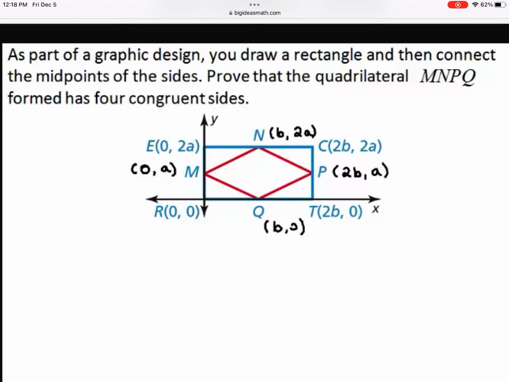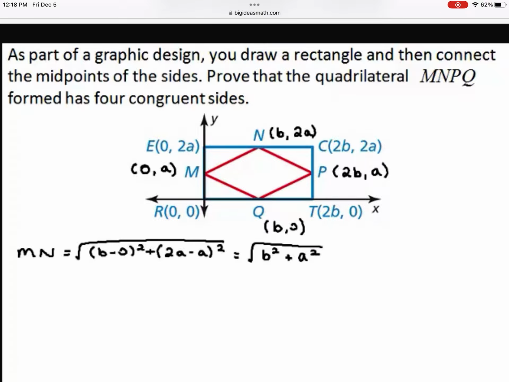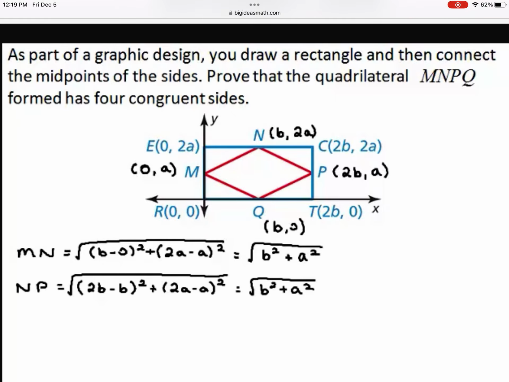Now find the lengths of each of the sides. Using the distance formula, MN equals the square root of the quantity (b minus 0) squared plus the quantity (2a minus a) squared, which equals the square root of b squared plus a squared. Using the distance formula, NP equals the square root of the quantity (2b minus b) squared plus the quantity (2a minus a) squared, which equals the square root of b squared plus a squared.